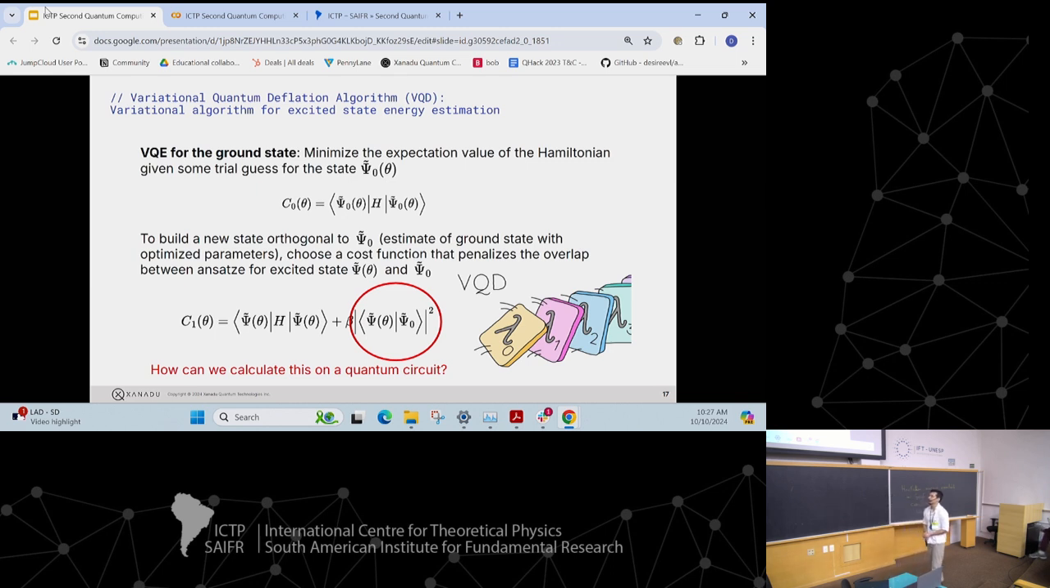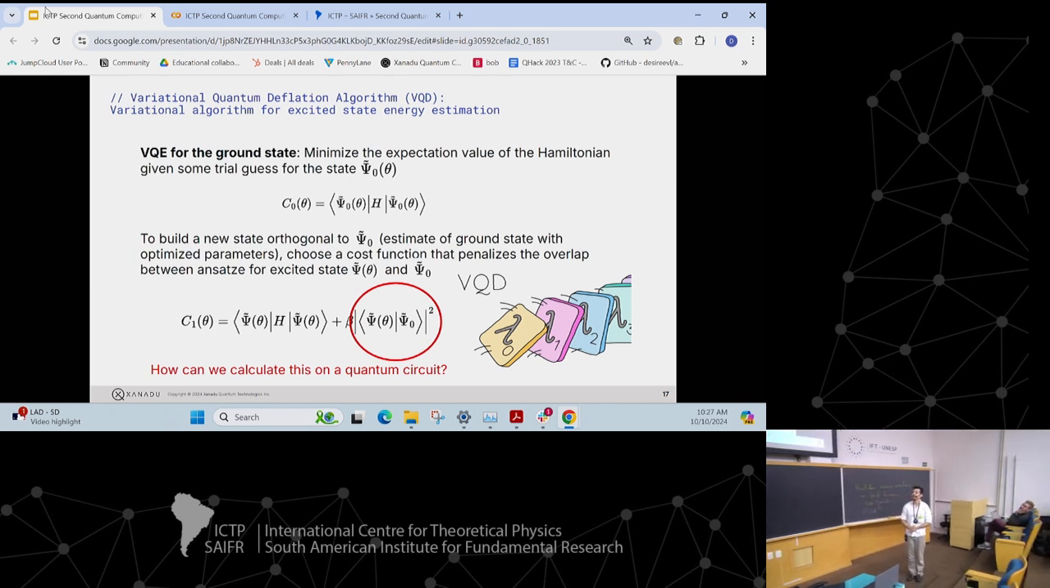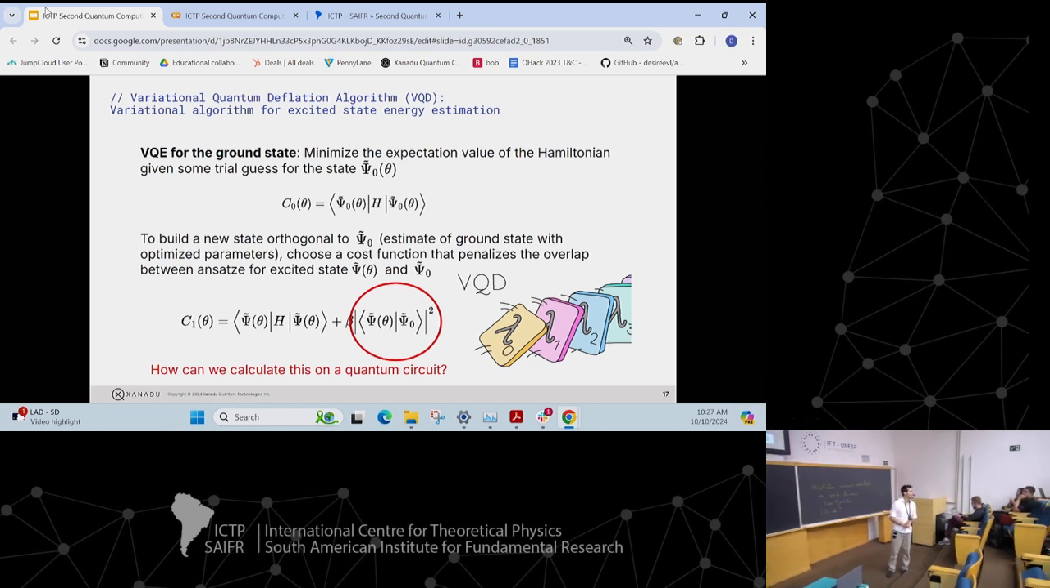My question to you, and probably some of you know this, is how do you calculate that overlap quantity with a quantum circuit? So expectation value is relatively easy. Does anyone know of a way of calculating this? Well, okay, so, sorry? No, because you're not calculating an expectation value. There's no operator. So it's not a measurement.